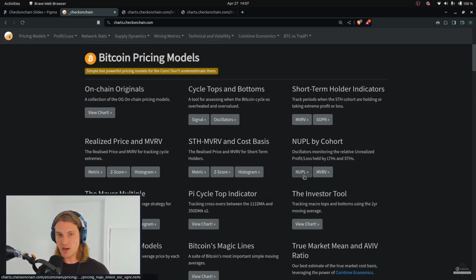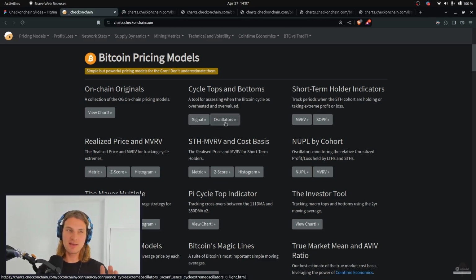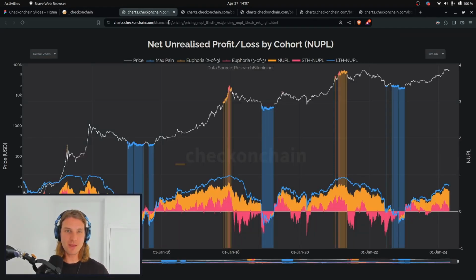I quite like NUPL by cohort, and both of these two metrics I think are just really clean ways to get a decent view, right? And when we're getting close to the top. Net unrealized profit and loss, NUPL, it's just MVRV in a different format, right? Here I've broken it down to different cohorts: the total market in orange, short-term holders in red, long-term holders in blue. What I'm looking for here is when all of them are in loss, this thing's going to flag and say, well, if everyone's in loss, everyone's nursing a 50%, 70% down portfolio, the speculators are gone.